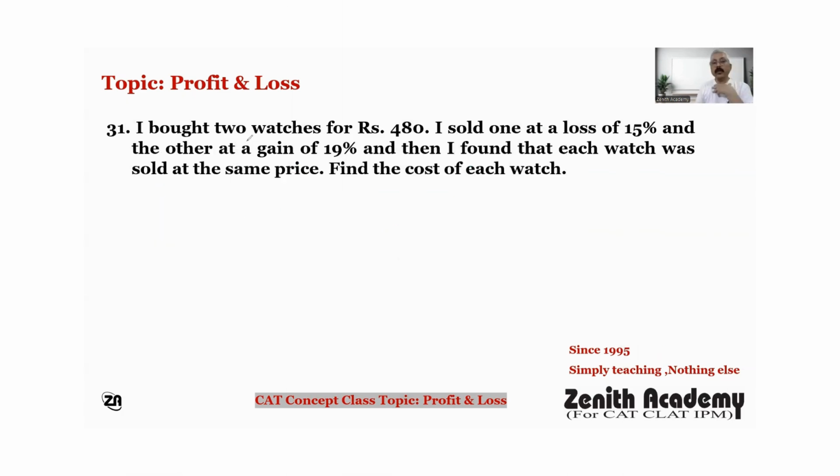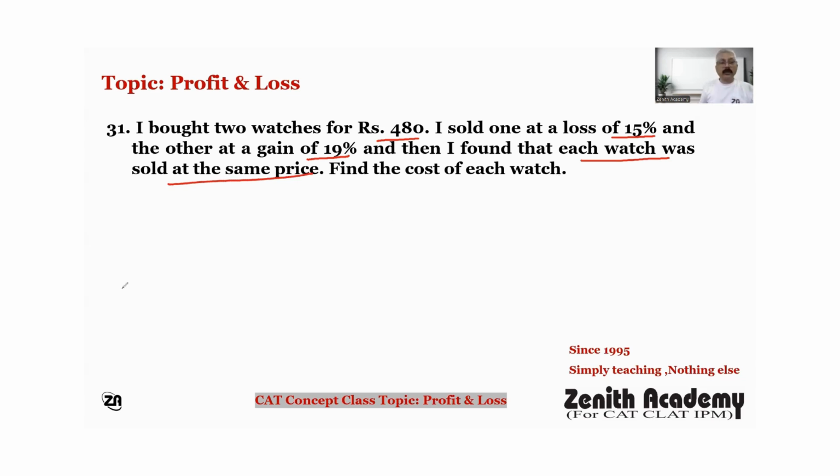This question is, I bought two watches for rupees 480. I sold one at a loss of 15% and the other at a gain of 19%. And then I found that each watch was sold at the same price. Find the cost of each watch. So it is a very simple question.